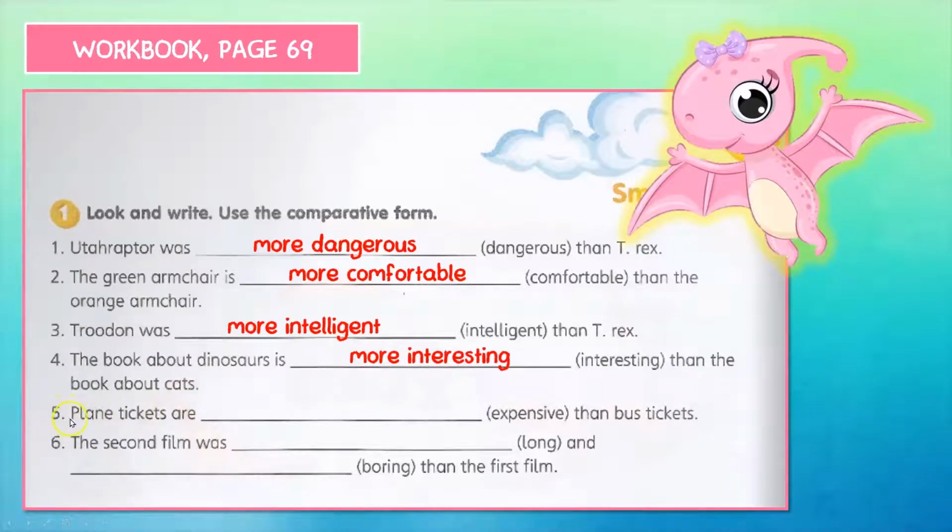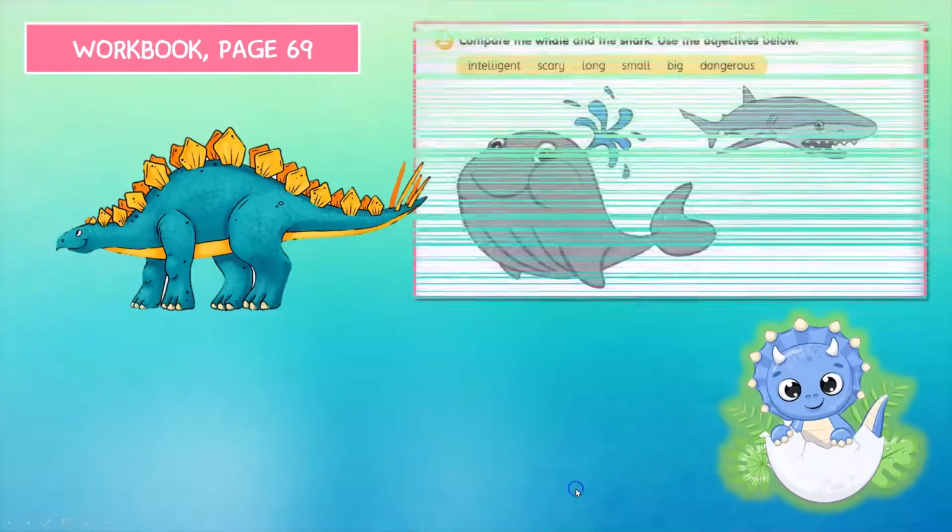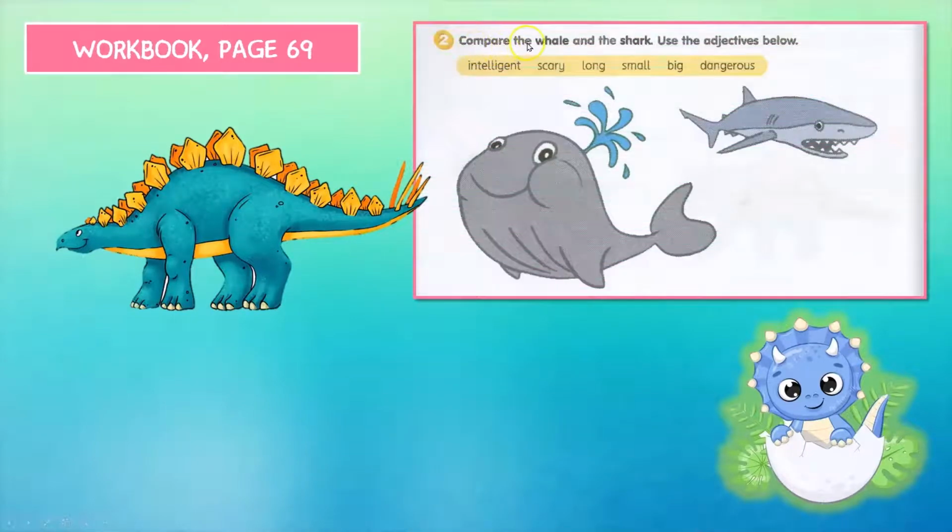Number 5. Plane tickets are more expensive than bus tickets. And number 6. The second film was longer and more boring than the first film. Okay, now let's see task 2. You have to compare the whale and the shark. Use the adjectives below. These are the adjectives that you have to use.